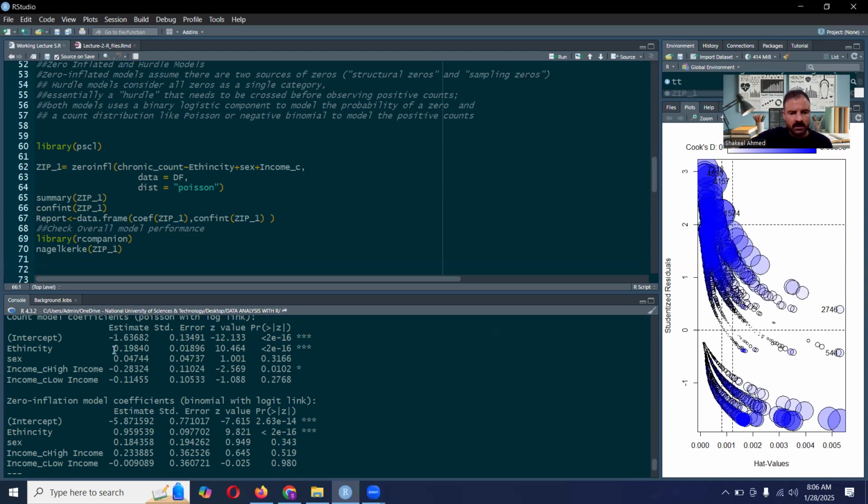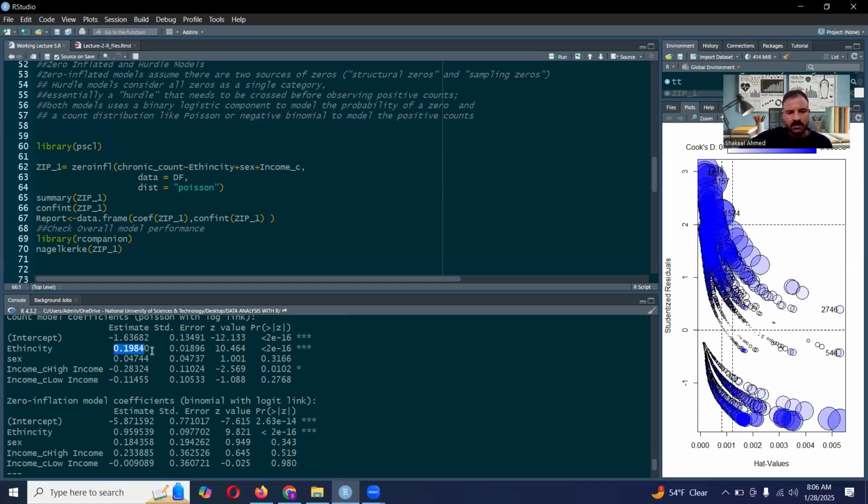These coefficients like ethnicity and sex and income. There are two categories of income. So we can see now ethnicity is significant when we adjust for the inflated zeros. The ethnicity is now coming as significant. And what does it mean?